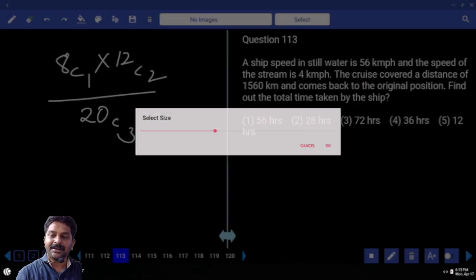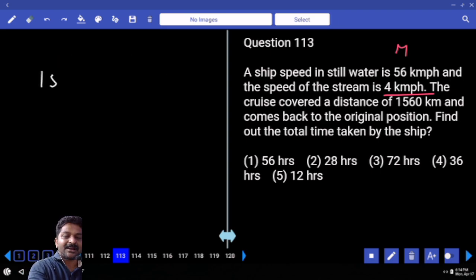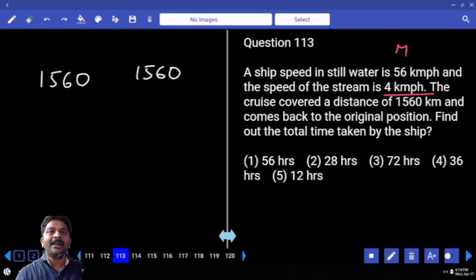A ship's speed in still water is 56 km per hour. That means M is given. Speed of the stream is 4 km per hour. The cruise covered a distance of 1560 kilometers and comes back to the original position. That means onward direction 1560, return direction 1560 kilometers covered. One direction must be upstream, the other must be downstream, because the stream has speed.